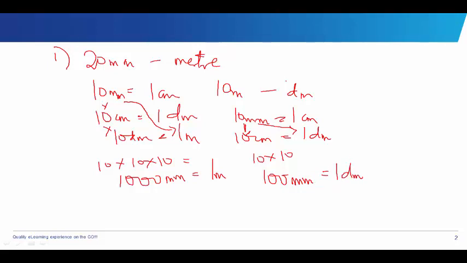So for our example, we've already derived that 1000 millimeters equals 1 meter. Since we now have 20 millimeters to convert to meters, what we do is divide both sides by 1000. So we divide this by 1000. It now gives us 0.02 meters.